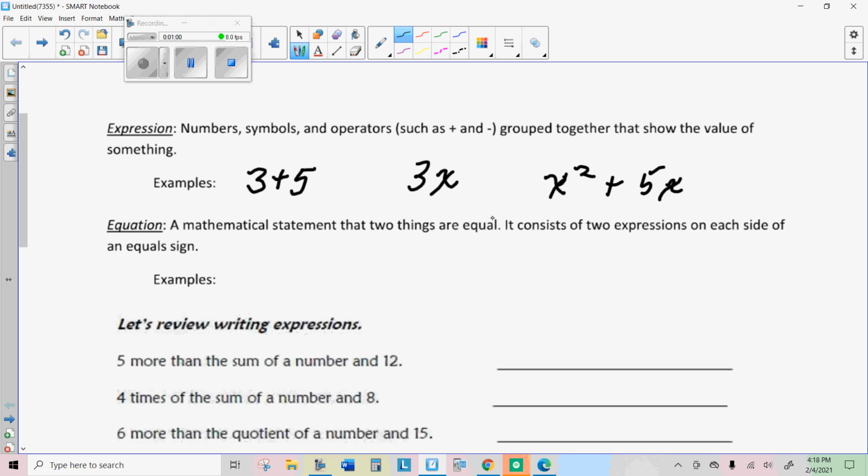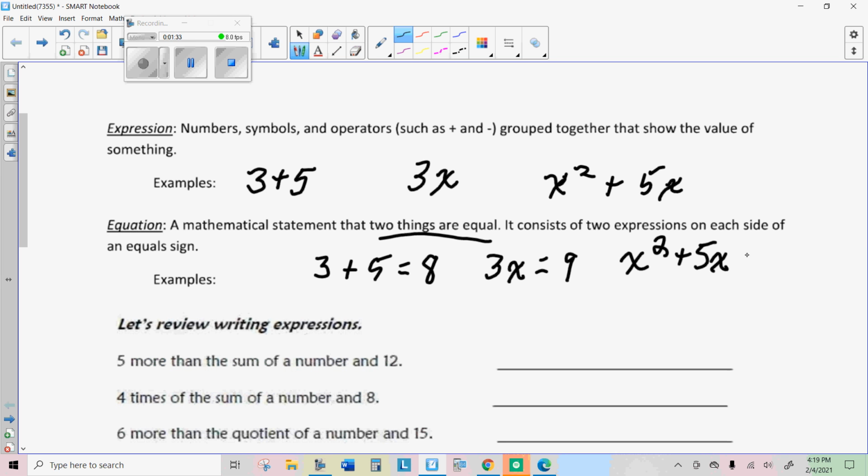Okay? Now an equation is different. It's a statement that shows two things are equal. Like you could make each of these an equation just by putting equals whatever it equals. Now, if you say 3x equals something, then that means this x has some value that makes it true, and a lot of values that make it not true. So just by putting expressions on both sides of an equal sign makes it an equation.